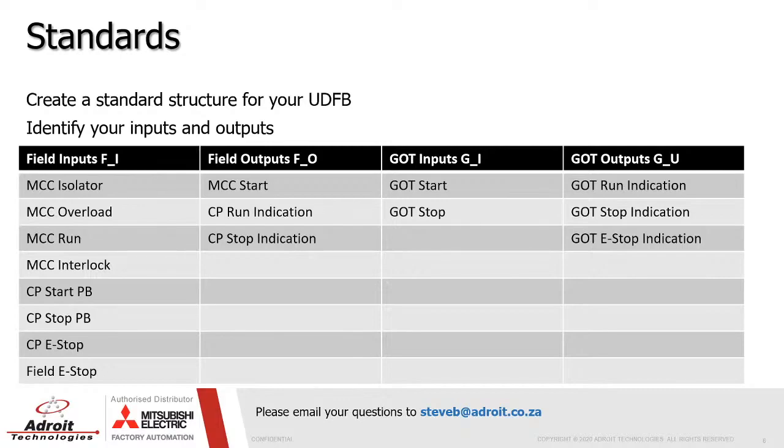So we have an isolator, we have an overload, we have a run feedback from the contactor, we have an interlock, then we have a control panel where we will be using a start push button, a stop push button, an e-stop, and we have an e-stop in the field. On our function block outputs, we're going to require a start signal to energize the contactor. We'll also have a run indication on the control panel with a stop indication.